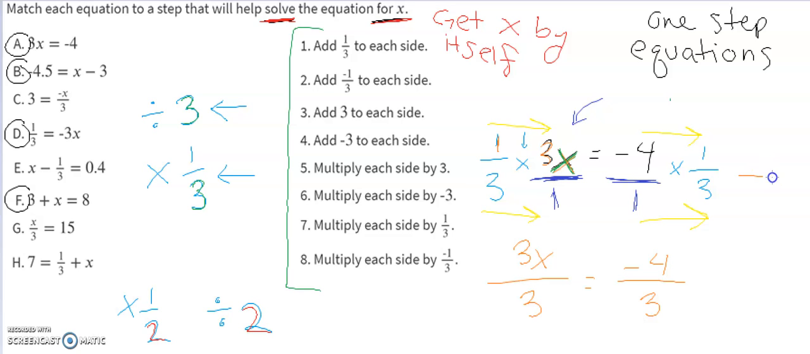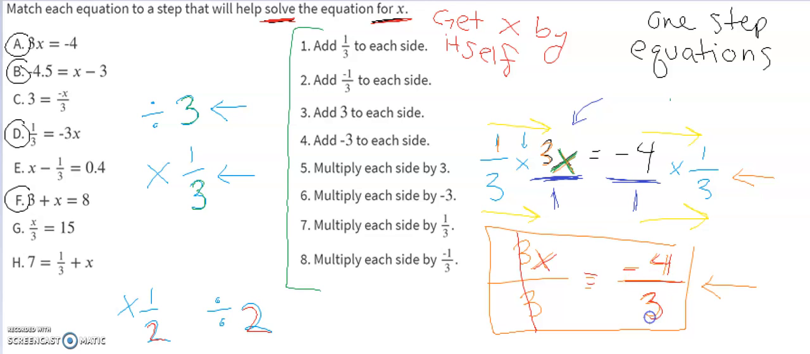So multiplying by 1/3 actually gives you the same exact thing as if you were to divide by 3. It gives you the same exact looking equation that we would use to then solve for x by canceling those out and just rewriting it as x would be equal to that negative 4/3.